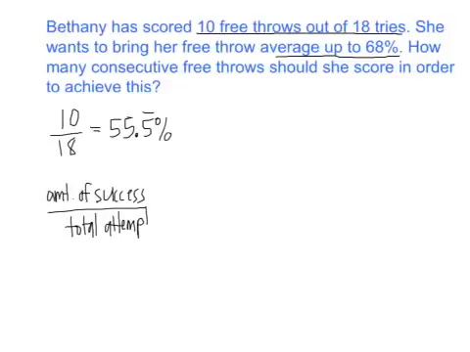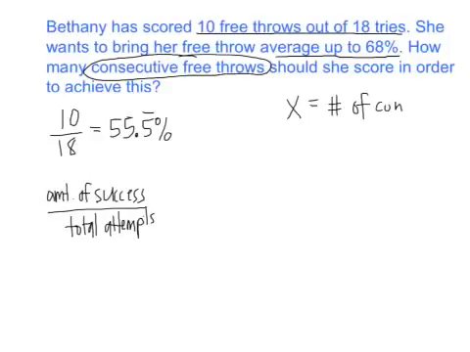Now, Bethany is not allowed to miss any more free throws. That's why we're trying to see how many consecutive free throws she will need to make. That will be x, our unknown, the number of consecutive makes. Okay, how many will she need to make?